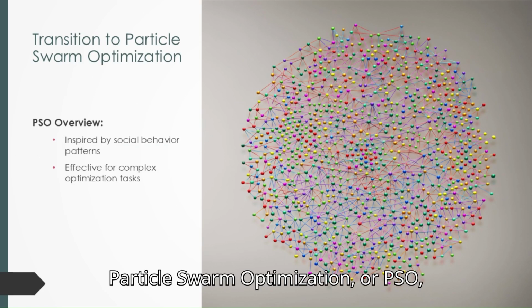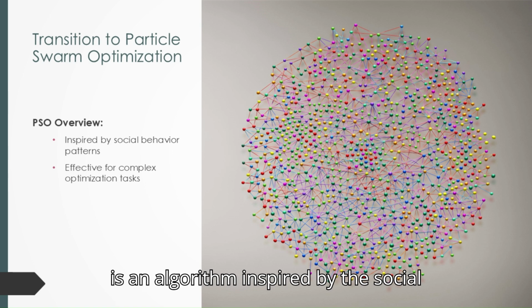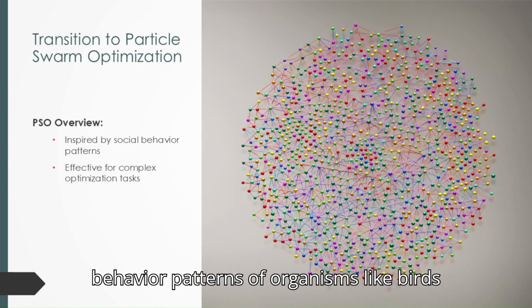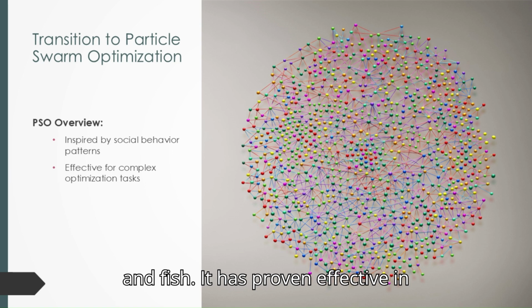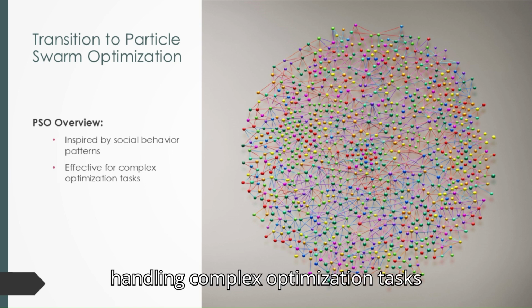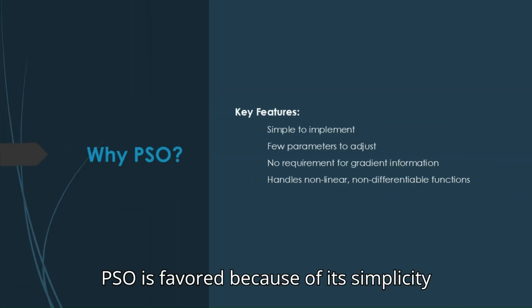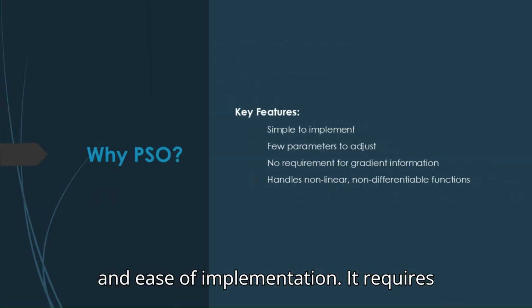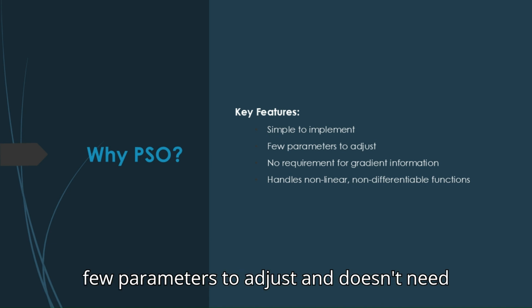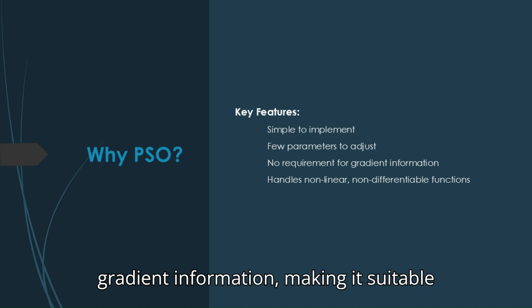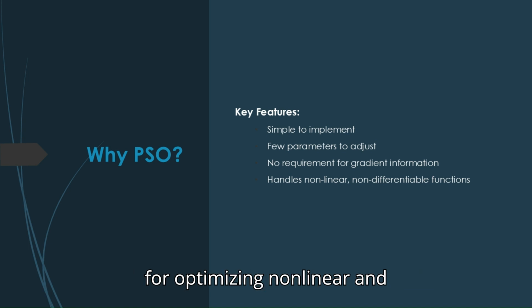Particle swarm optimization, or PSO, is an algorithm inspired by the social behavior patterns of organisms like birds and fish. It has proven effective in handling complex optimization tasks across various domains. PSO is favored because of its simplicity and ease of implementation. It requires few parameters to adjust and doesn't need gradient information, making it suitable for optimizing nonlinear and non-differentiable functions.